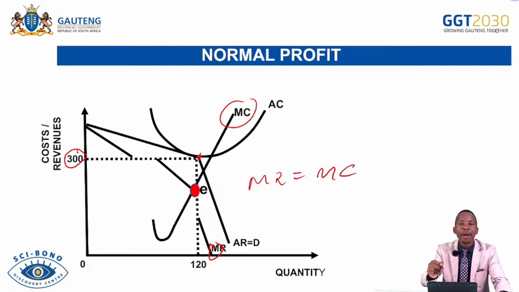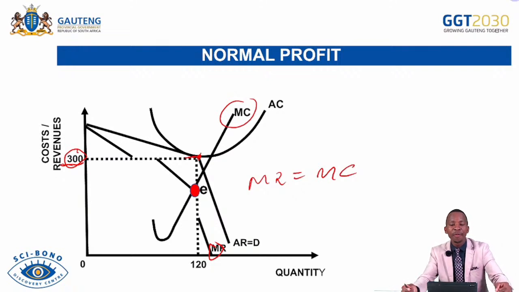That simply means the firm is making a normal profit, because revenues are equal to 300 along here, and the costs are also equal to 300. So the firm is making neither a profit nor a loss. So in this case, the firm is making what we call a normal profit, or the firm is breaking even.